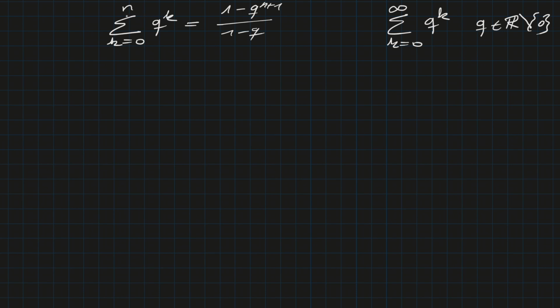We know that this formula is true, so the sum from 0 to n for q to the power of k equals exactly 1 minus q to the power of n plus 1 over 1 minus q. This is always true. You can always apply it to any series of that kind for any real number q. So let's start our consideration by writing down the limit where n tends to infinity of this series here.